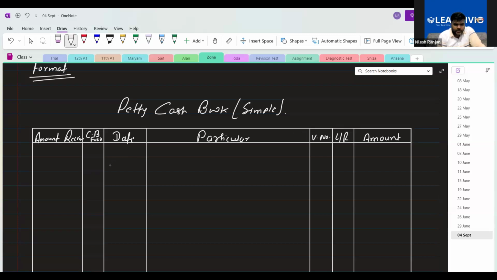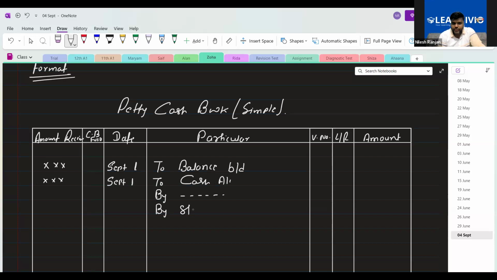Now, in the beginning of every month, let's say September 1st, generally some balance will be there. If there is no balance, we will receive the full amount. So to balance BD, it will be on this side. The remaining amount that you will receive on the first date itself, September 1 to cash, is also on this side. After that, all the other transactions will be like here: buy stationery, printing, postage, all these small expenses will be written on this side.